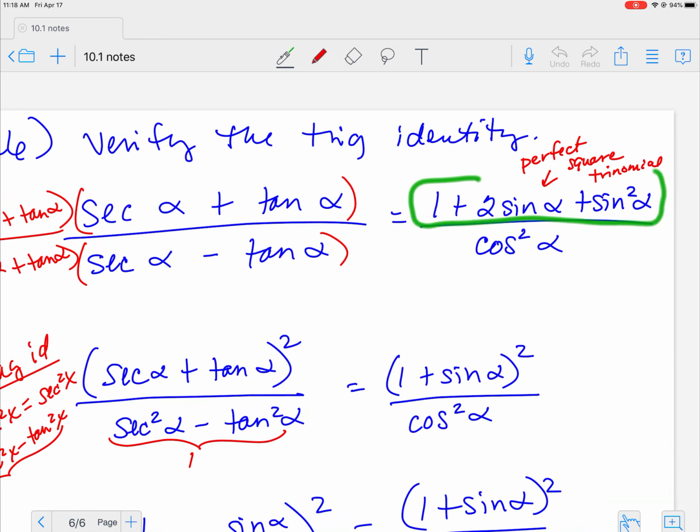When I look at this problem, this piece right here, all of a sudden, I get to see this, and it is a perfect square trinomial. This is a sine, that's alpha, right? The Greek letter. Sine squared alpha, 2 sine, and then this is the perfect square trinomial. I can break it up.